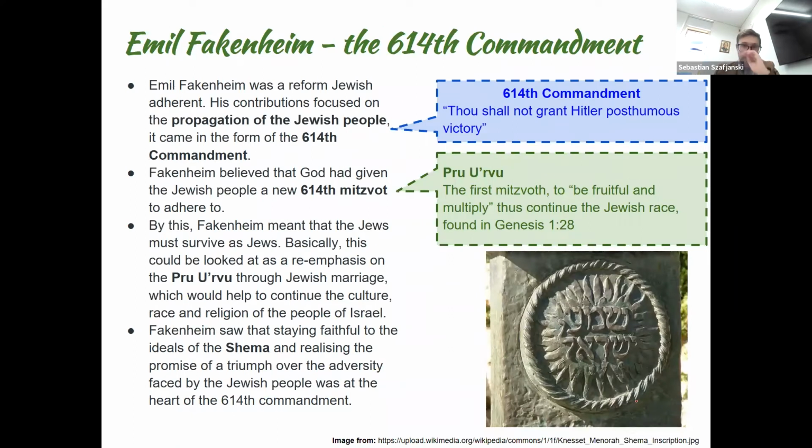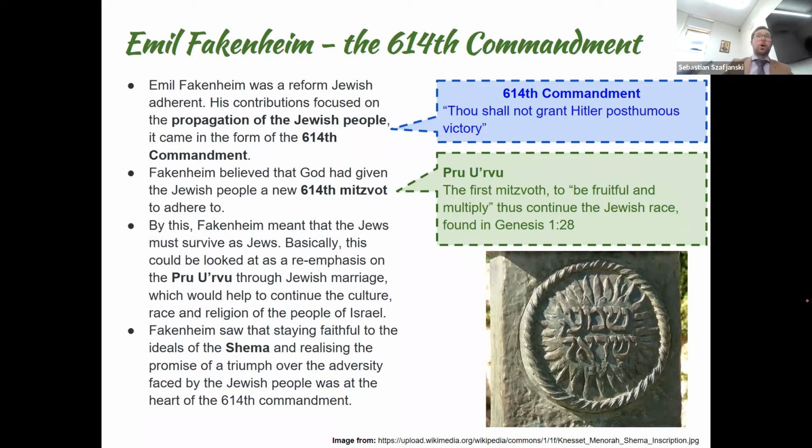All right. Now we're looking at Emil Fackenheim and the 614th commandment. The 614th commandment, as you can see there, is thou shalt not grant Hitler posthumous victory. So it's quite a simple statement with a lot to unpack. Emil Fackenheim was a Reform Jewish adherent.